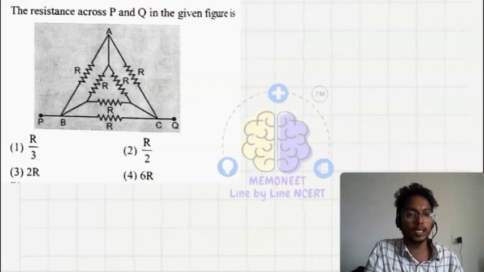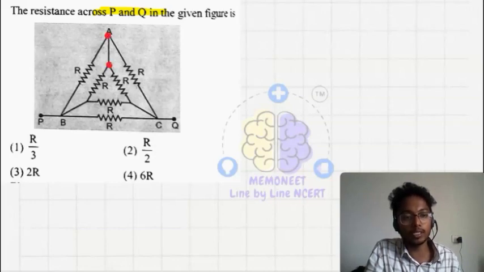So the question is asking here the resistance across P and Q in the given figure. Okay, so we have to find out the equivalent resistance across P and Q. Let's see here the A potential. Here it is A potential. What will be the potential here? It will be the same as that of A because there is no resistance to drop any voltage. Okay, so this potential is the same, this potential is the same.